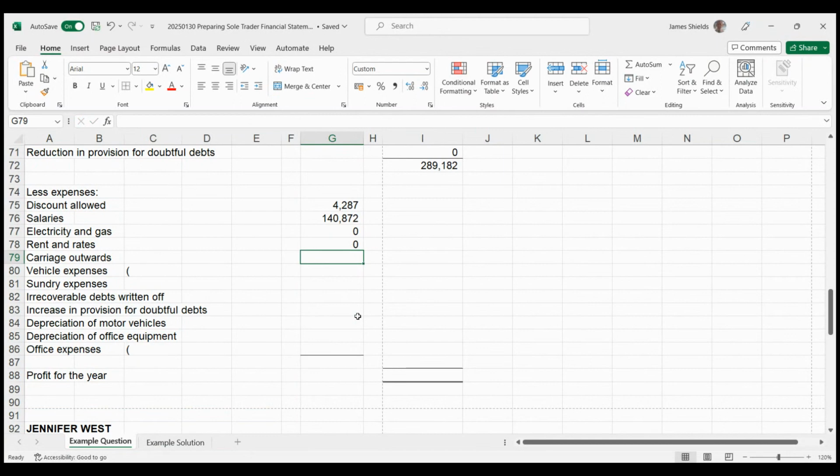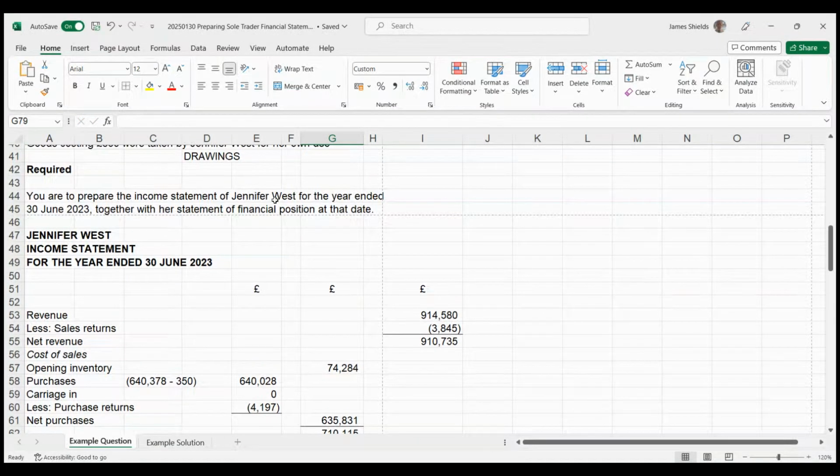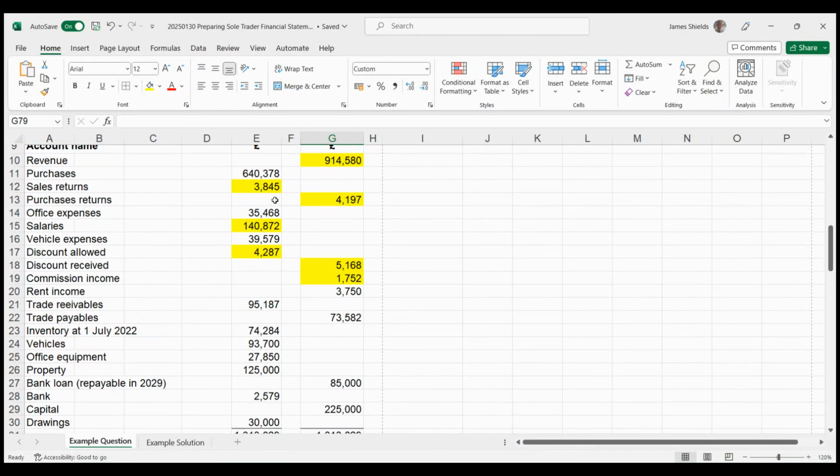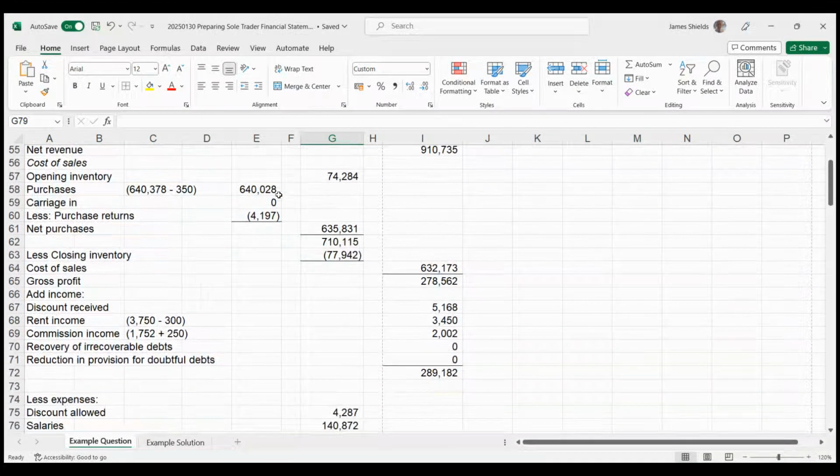Carriage outwards. Just checking out. Make sure there's no carriage outwards. So carriage outwards. I've got no carriage outwards. So that's going to be 0.